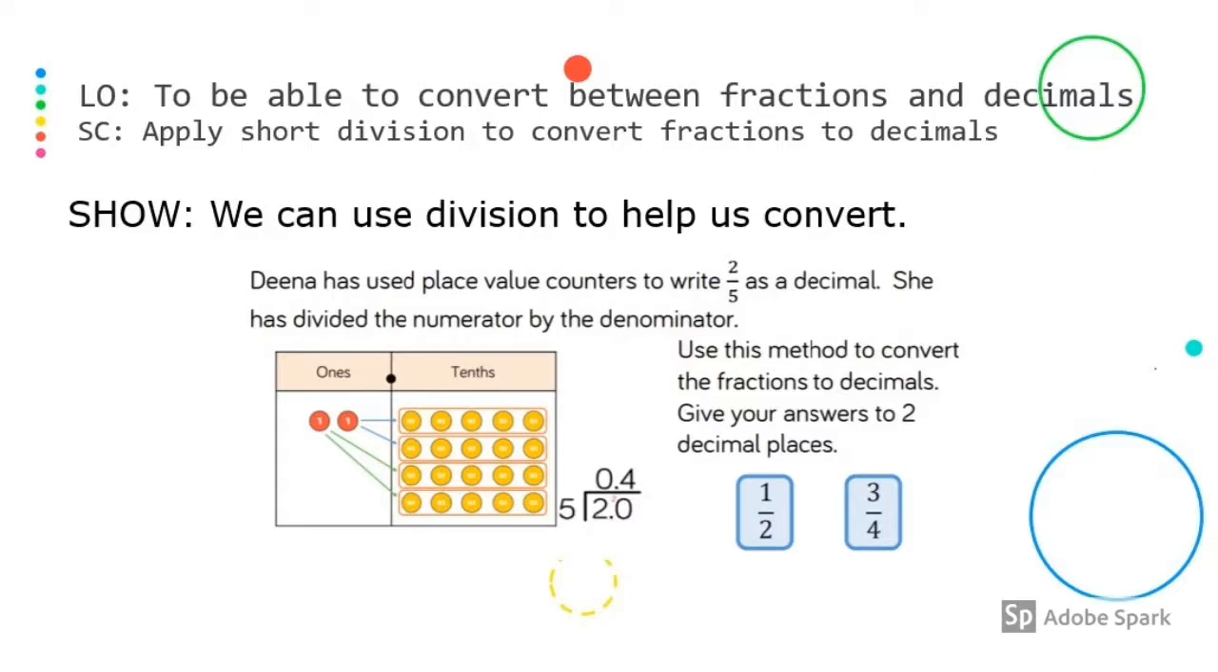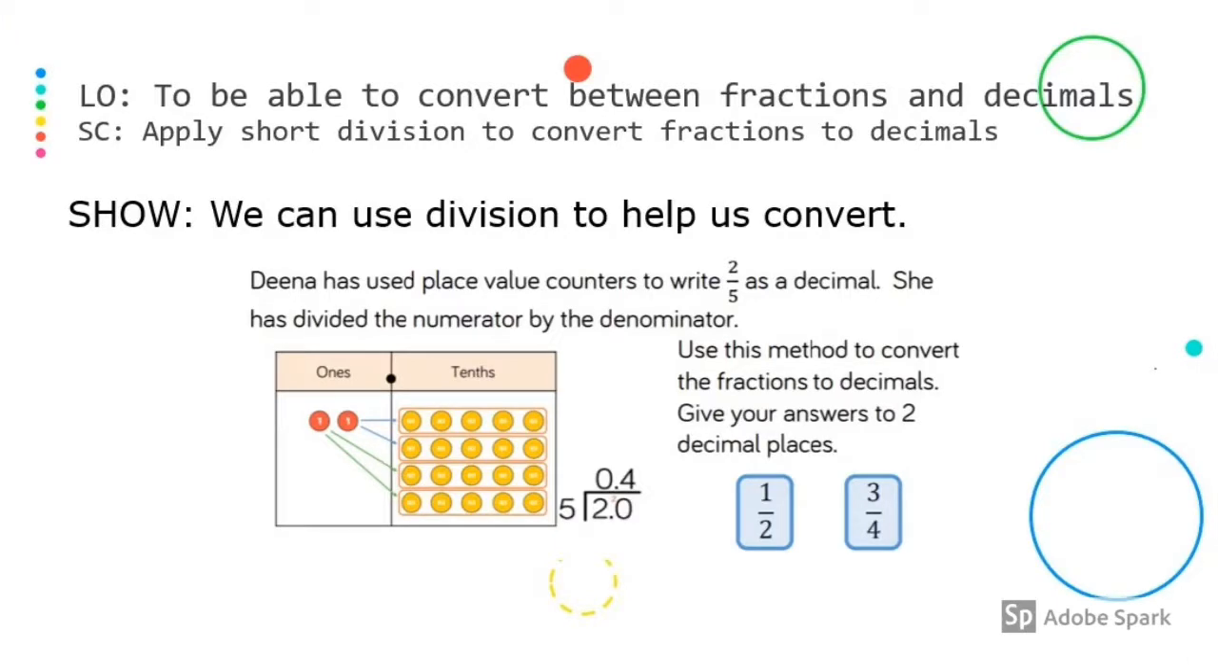What she has done is put the numerator, the 2, inside of the bus stop, and she's dividing it by the 5. We know that 5 can't fit into 2 very easily. Therefore, what Dina has done is she's put a decimal point after the 2 and added a 0. This means that she'll be able to exchange in the future. What is this 0 that she's put in the bus stop? It's a placeholder.